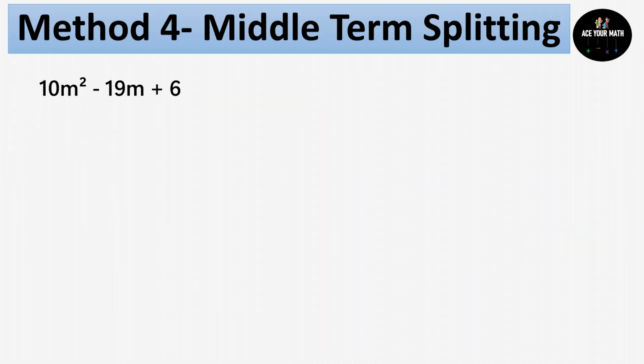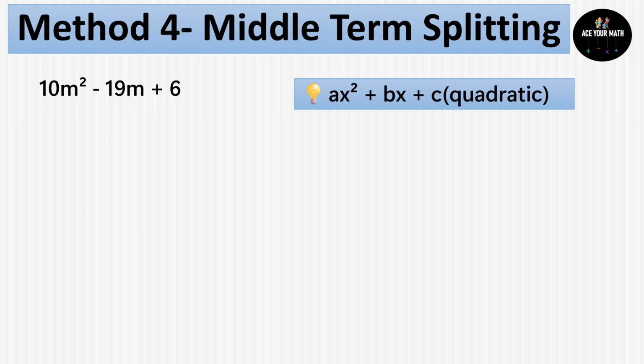Now let's take one more example. See, the given question is factorize 10m square minus 19m plus 6. Now which method to use here? Now if you see, the given equation is quadratic, it means you can use the middle term splitting method.